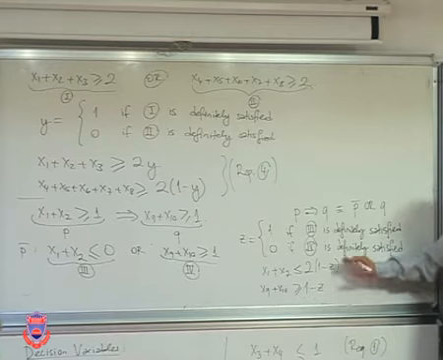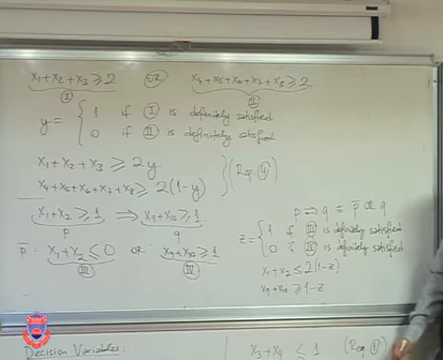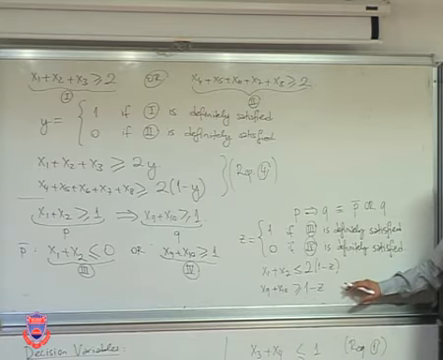Okay? So as a result, basically, by adding these constraints to my model as well, I just make sure that at least one of them will be satisfied. Okay?